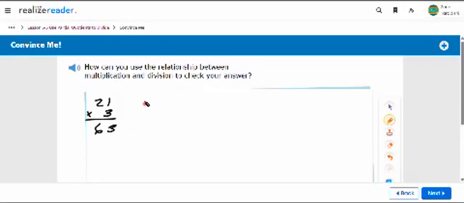So we know that 63 divided by 21 equals 3. Or we could say 63 divided by 3 equals 21. And so that's how multiplication and division are connected to each other. That means if I have 63 items and I divide them into 21 groups, I'll have 3 in each group. Or if I have 63 items and I divide them into 3 groups, I'll get 21 in each group.